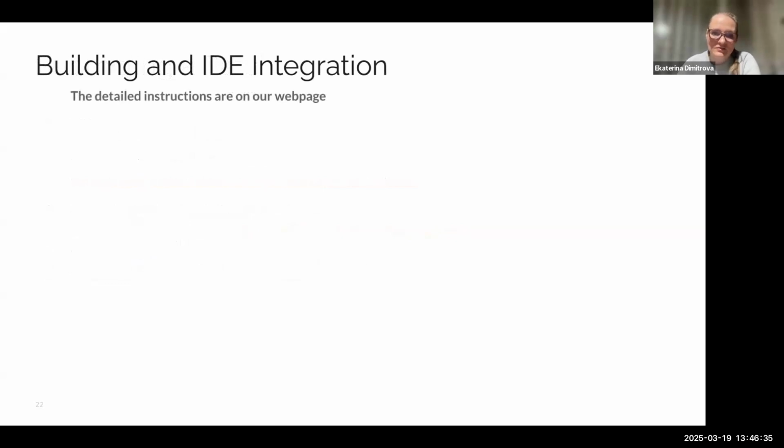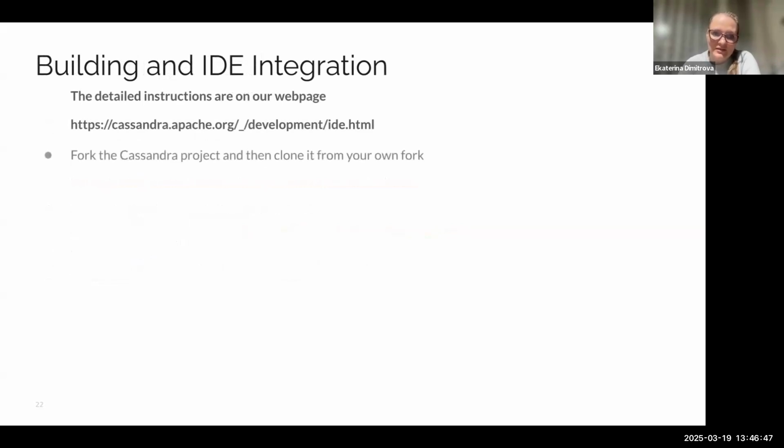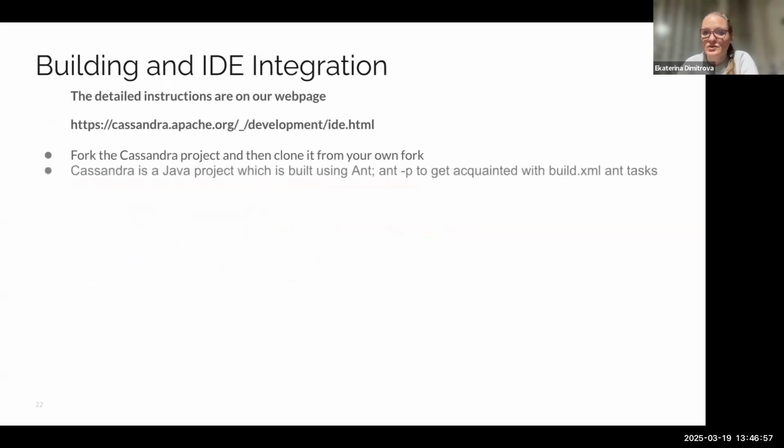Building an IDE integration, we do have some detailed descriptions again. I would encourage everyone to go to this web page that I linked here, the development IDE. But in general, as I said, fork the Cassandra project, clone it from your own fork. Cassandra is a Java project, so you need a Java SDK. Currently, I think 4.0 and 4.1 are on Java 8 and Java 11, but since 5, we have Java 11 and Java 17.